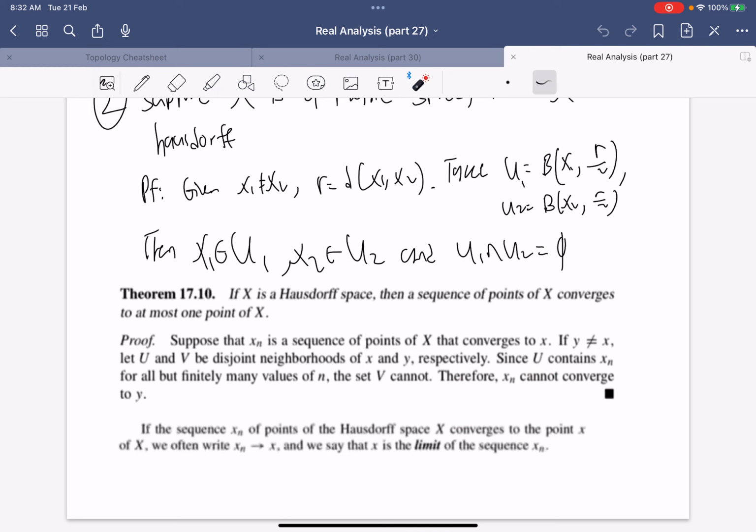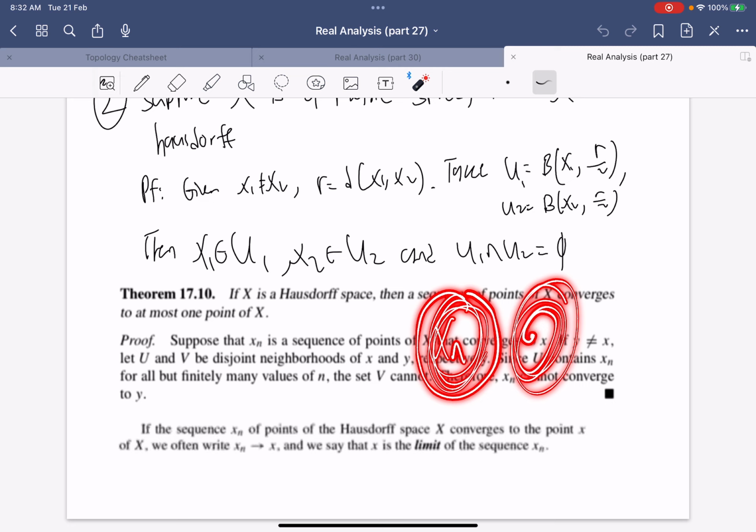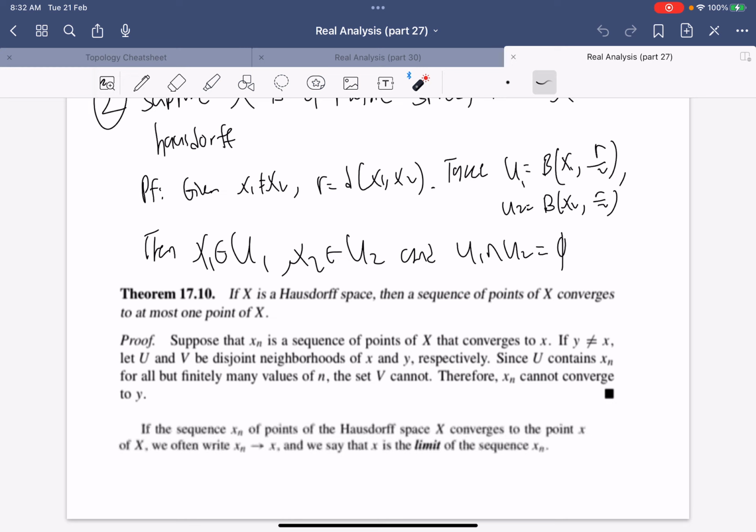Or you can think of it as a proof by contradiction. If X and Y are both limits of a sequence, then at some cutoff, the xn's must lie all within U or all within V. But then they are disjoint, so that cannot happen. You can take that or you can just follow this. Both should be clear to you. Hence, we can say x is the limit of the sequence xn.